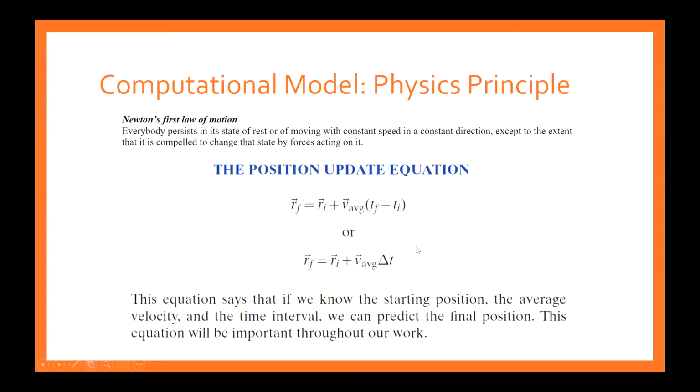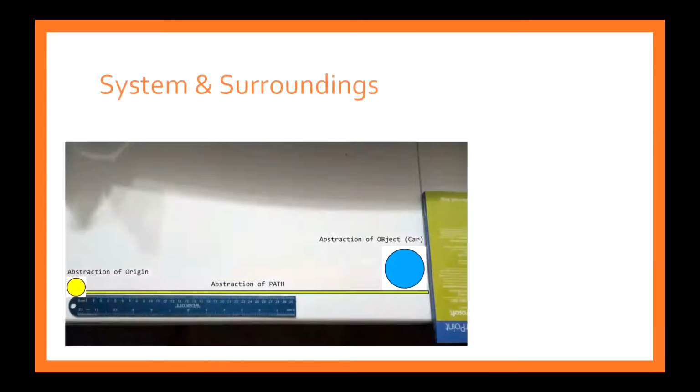And physics principle, a little bit of detail on the computational model. It's based, of course, on Newton's second law, but since we have no force, it goes with the first law, which means constant velocity. And because we know we will have constant velocity, we can apply the position update equation to the code and the theoretical measurement. Systems and surroundings.